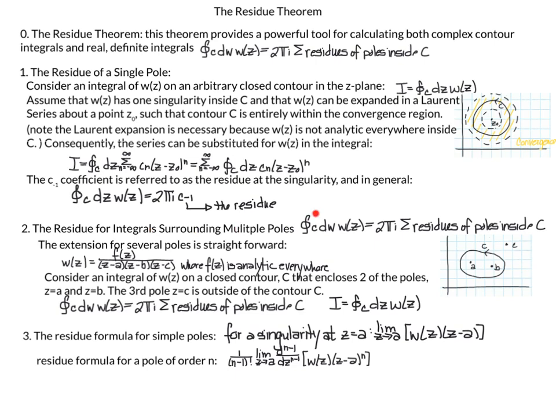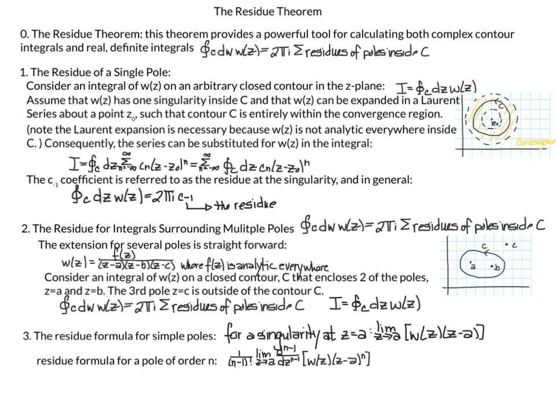And what we will find is the integral around C of w(z) is equal to 2 pi i times the sum of the residues of all the poles inside C. So the extension for several poles is straightforward. If we have a function w(z) equal to f(z), which is analytic everywhere, divided by (z minus a), (z minus b), and (z minus c). So we have the picture with a, b, and c.